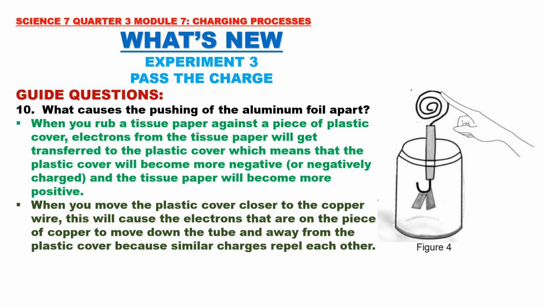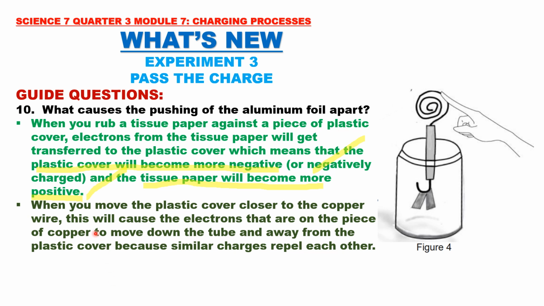So, ang ibig sabihin nito, kapag yung tissue paper nirub natin sa plastic cover, yung plastic cover natin will become more negative kasi nag-gain siya ng electrons. Yung electrons galing dun sa tissue paper. Na-transfer yung electrons ng tissue papunta sa ating plastic cover, kaya si plastic cover natin ay mas maraming electrons na siyang negatively charged. Si tissue paper naman will become more positive kasi nalipat yung electrons niya doon sa plastic cover. So, yung tissue paper natin, mas maraming protons, kaya ang ating tissue paper ay positively charged.